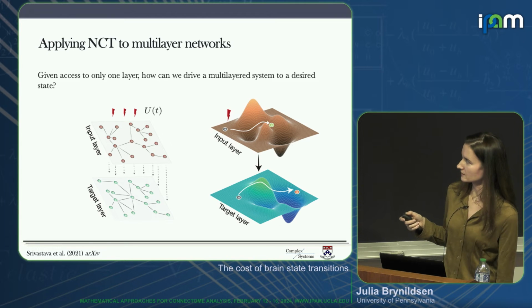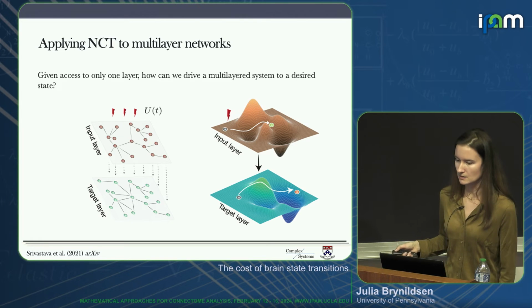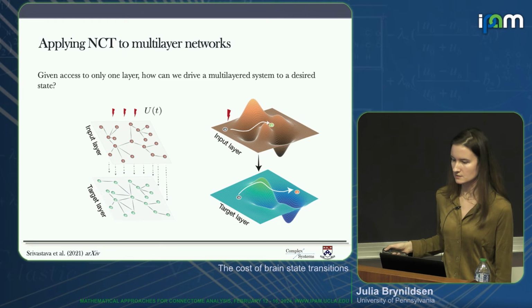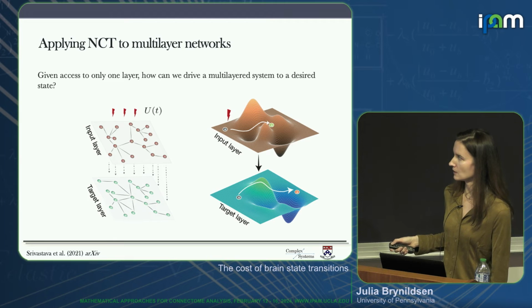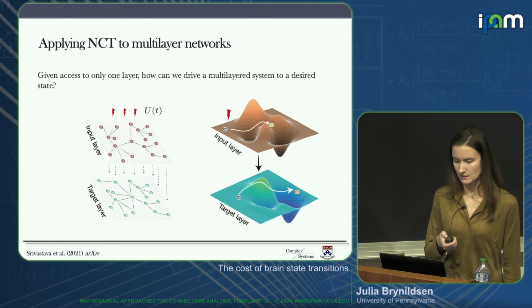So in this schematic, we're looking at a duplex network where we have nodes representing brain regions, between which the interlayer edges connect every node to itself. U_t is the control input, and we can imagine by administering some control input to one layer of this system, we can drive it along its energy landscape, which would in turn enact a change in the target layer with which it makes these directed interlayer connections.